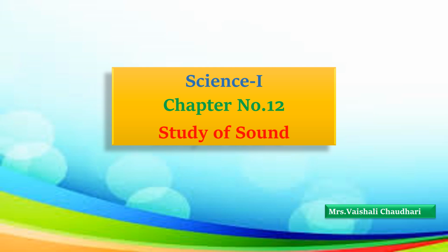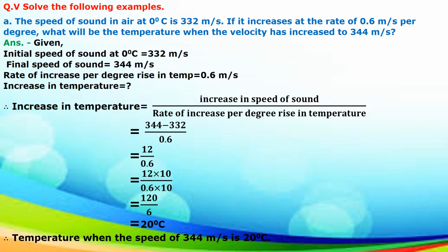Today we are going to see examples, that is exercise examples of chapter number 12, that is study of sound. Question number 5, solve the following examples. First example: the speed of sound in air at 0 degrees Celsius is 332 meter per second. If it increases at the rate of 0.6 meter per second per degree, what will be the temperature when the velocity has increased to 344 meter per second?